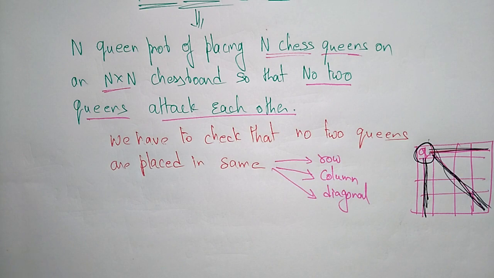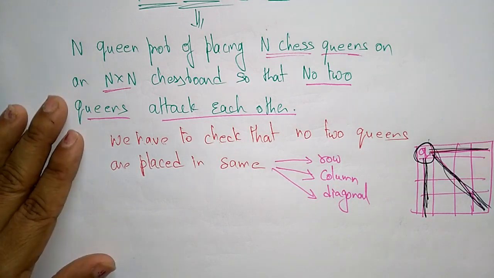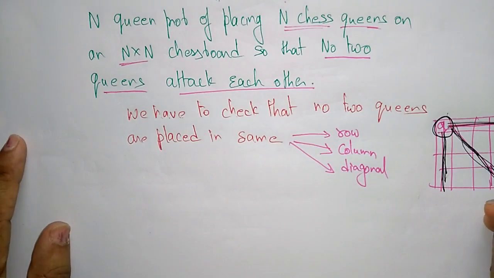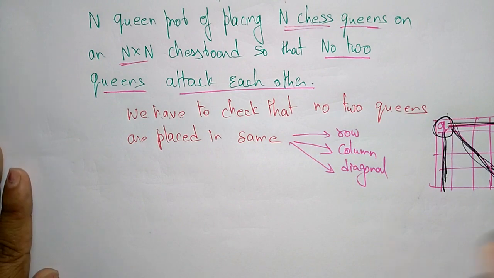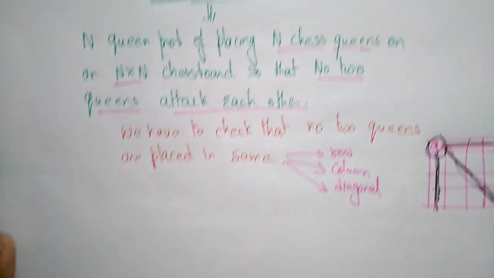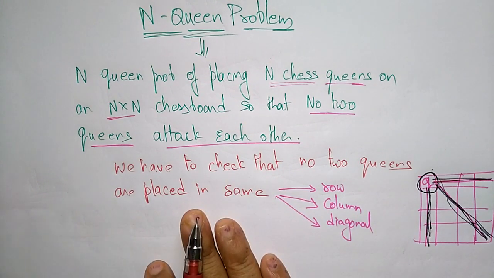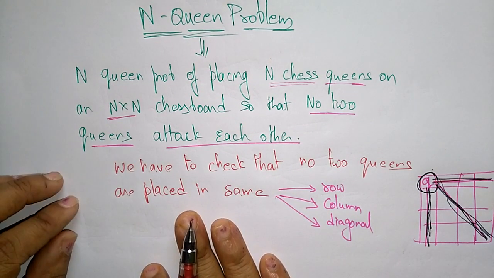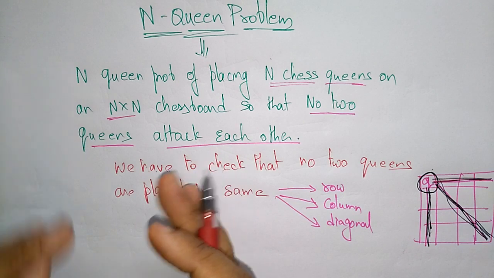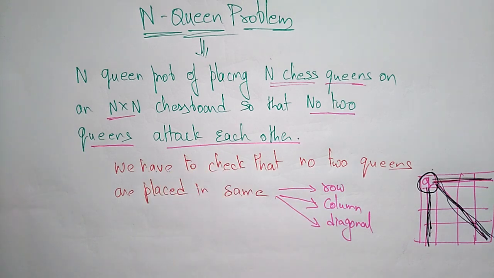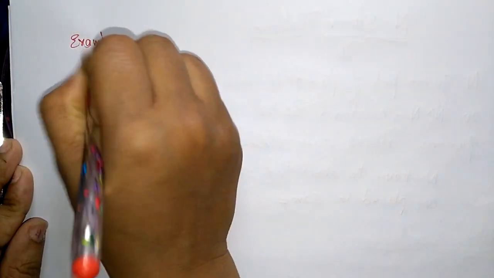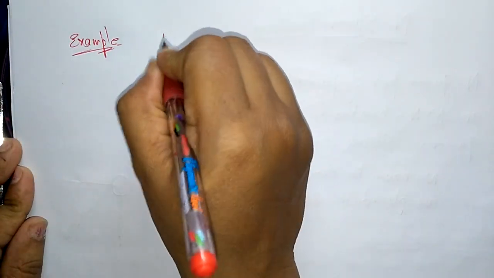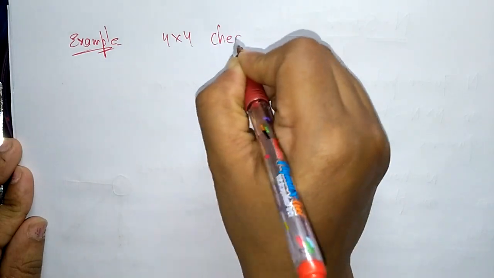To solve this problem, let us take the 4-queen problem as an example. We generalize the solution of the n-queen problem. The 4-queen problem is the generalization form of n-queen. Taking all n queens would become complicated to explain, so let us take the 4-queen problem as the generalized solution. The example is a 4x4 chessboard.